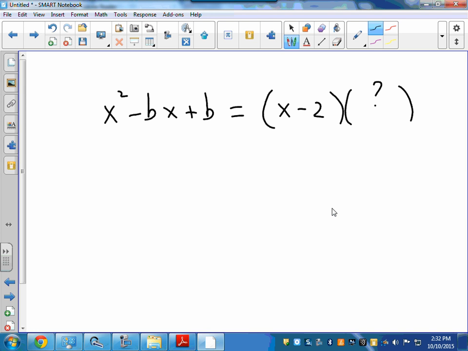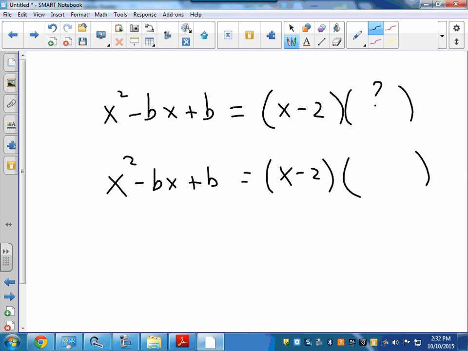One of the factors is x minus 2, but we don't have any clue what the other factor is. So let's think. If we had x minus 2 and we're multiplying it times something, we're supposed to get x squared minus bx plus b. Well, x times x gives us the x squared. Okay, so that's good. Now how about the constant? This is where things get a little dicey. Let's forget the middle terms just for a minute. Remember, we're FOILing, and I want to look at the last term.